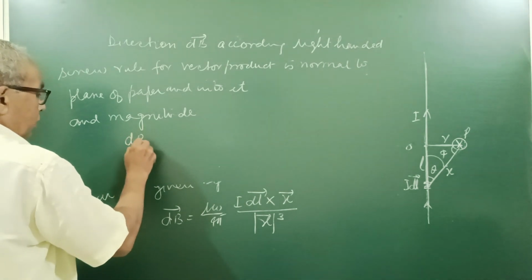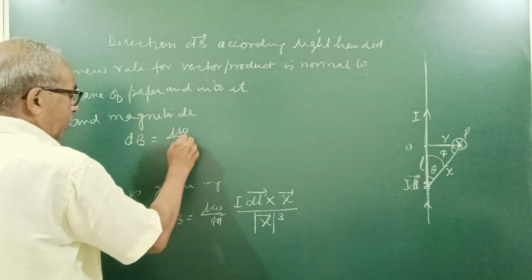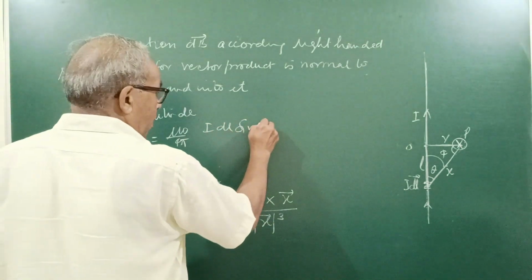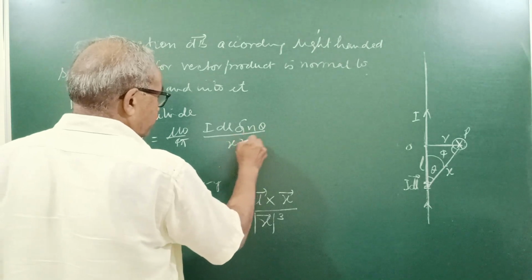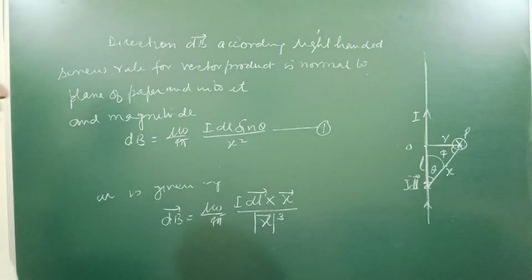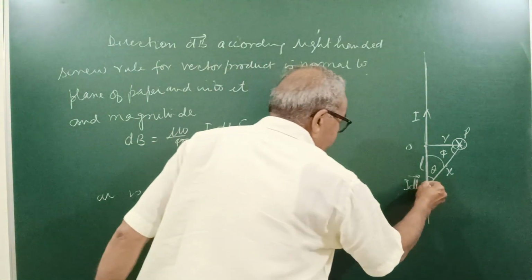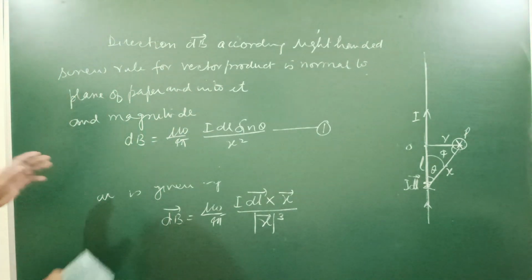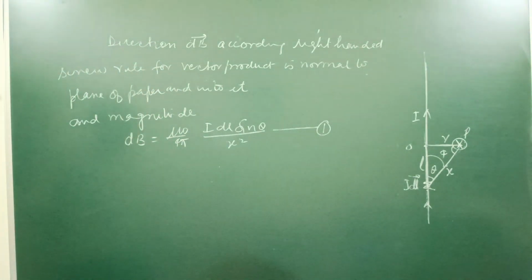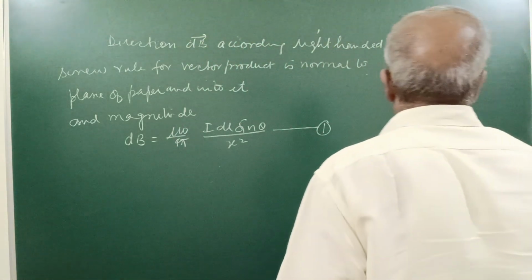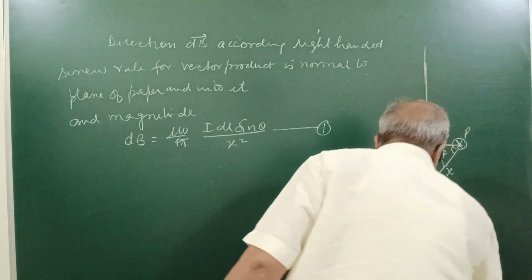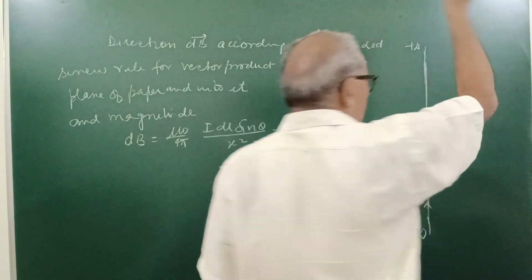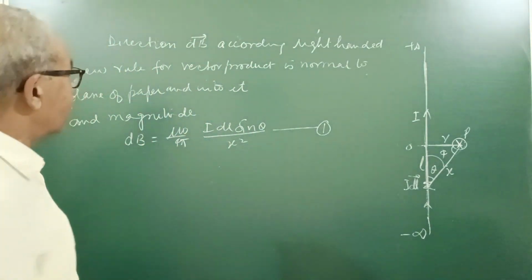The magnitude dB is equal to mu0 upon 4 pi, I dl x, x cancels, so dl sin theta upon x square. Now you will get the magnitude of this length element only. Direction is inside the plane of the board or plane of paper, and this is the magnitude. Now to find the magnitude of magnetic field due to the whole length, we integrate with respect to this distance from minus infinity to plus infinity, according to our sign convention of the xy axis.